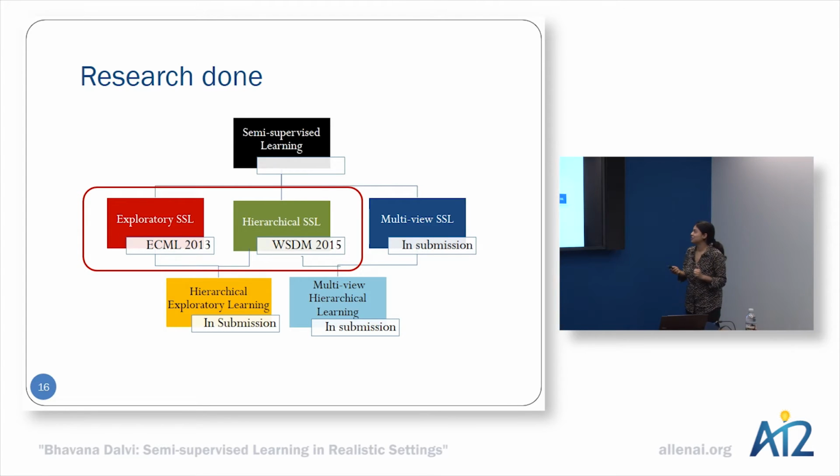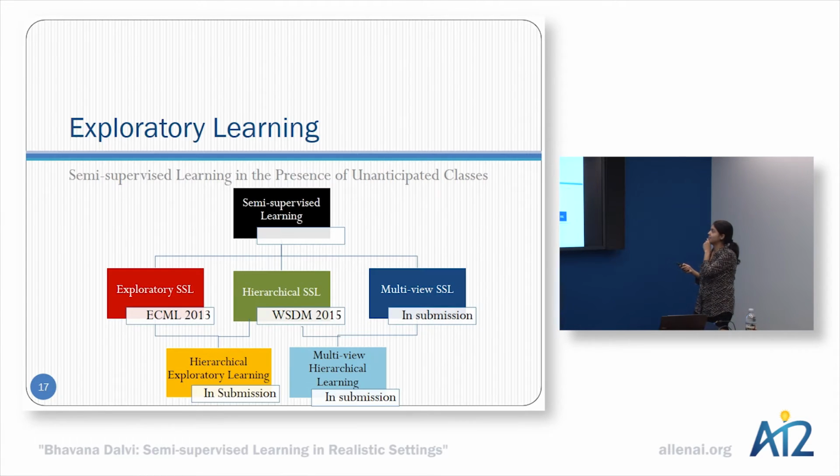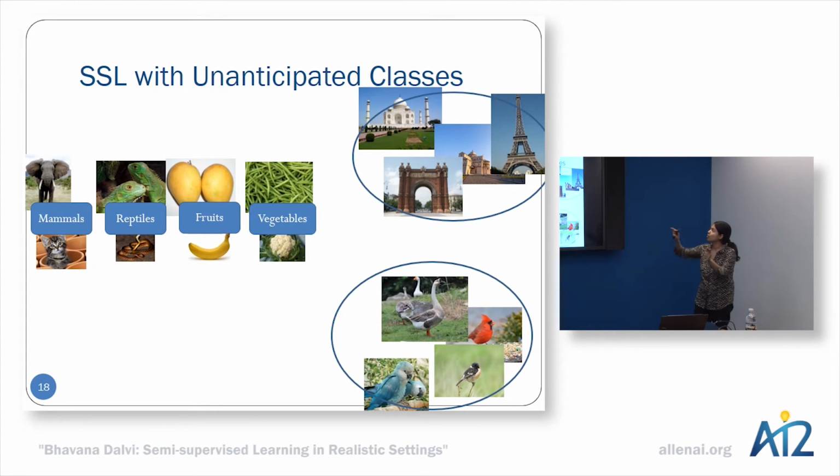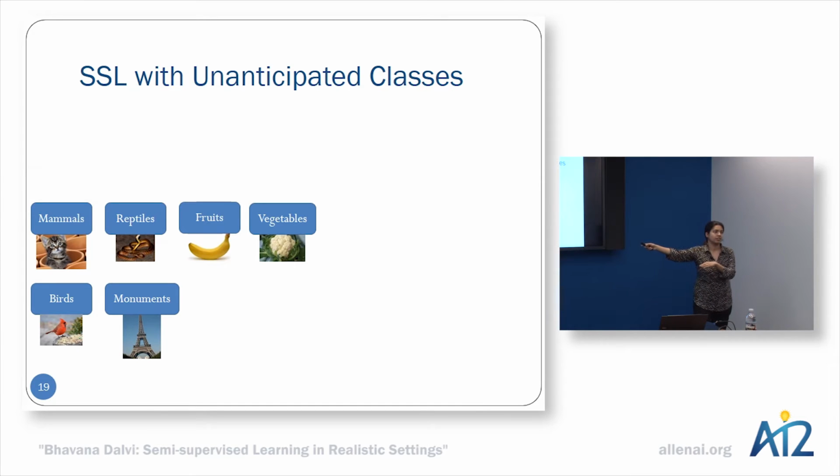Okay, perfect. So let us move on to the first part, which is exploratory learning. And we are trying to model unanticipated classes here. So I showed you this cute little demo where we want to learn these unanticipated classes. But you might wonder that now that we know there are birds and monuments in the data, why not just add those two classes in the set of categories? And we already know the sample data points for them, and the problem is solved.